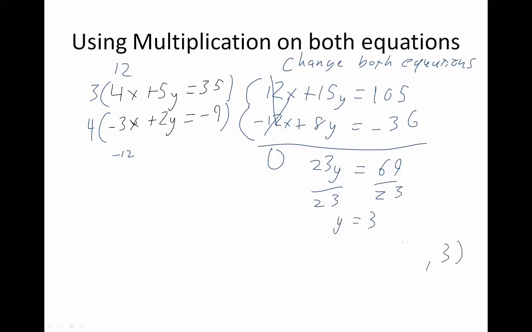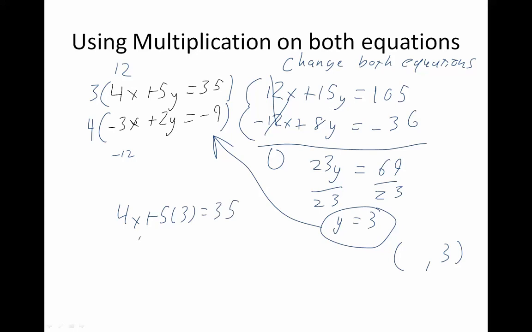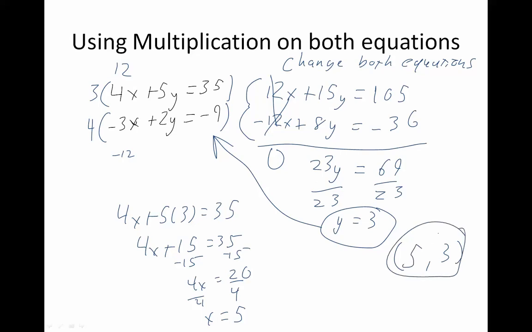So there's half of my solution. And then same as before, I'm going to take that value and I'm going to plug it in over here. I'm going to plug it into the top equation. 4x plus 5 times 3 equals 35. So that's 4x plus 15 equals 35. Subtracting 15 from both sides gives me 4x equal to 20. Dividing both sides by 4 gives me x equals 5. So my final solution, I lost my pen, there it is, 5, 3.